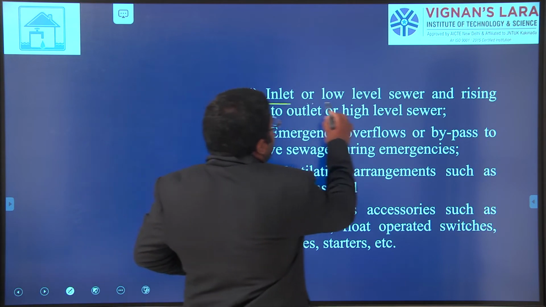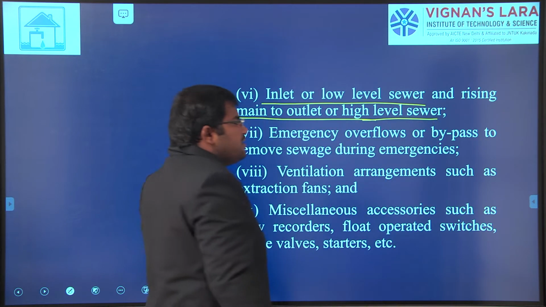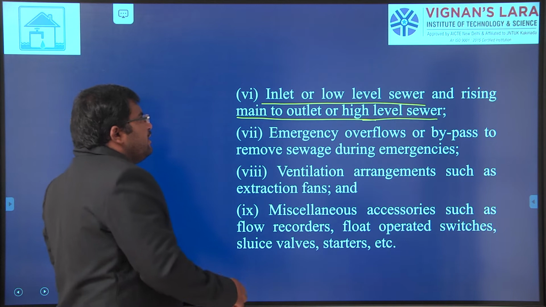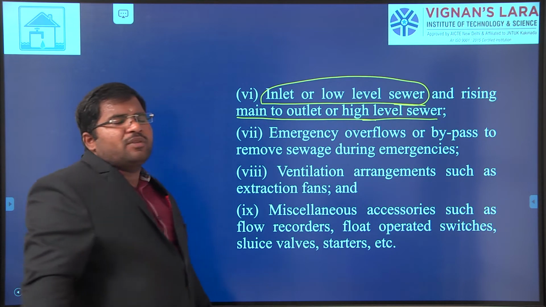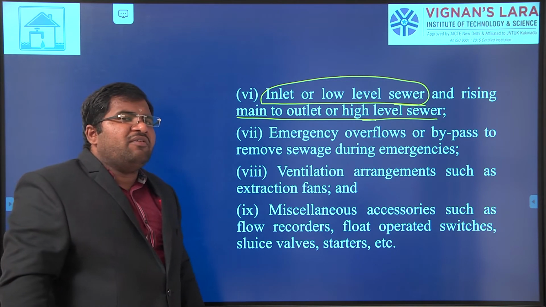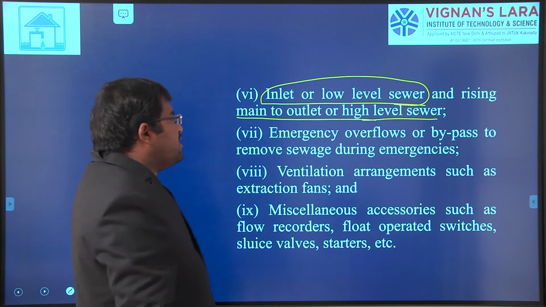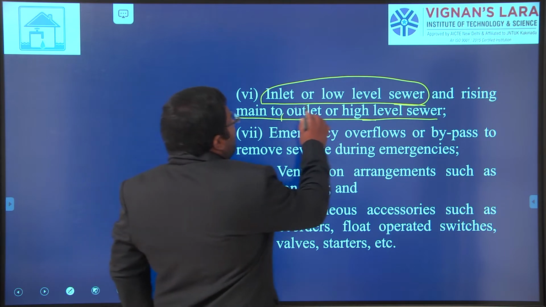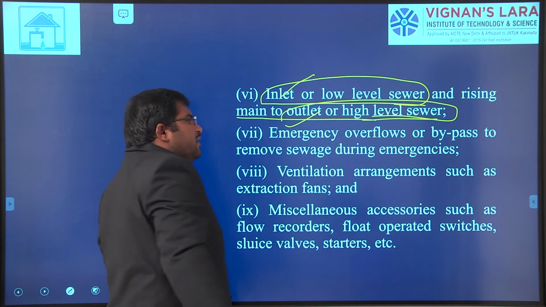Okay, so next, the inlet or low level sewer and the rising main or high level sewer, right? Through the inlet sewer only you are going to get sewage into the wet well. From the wet well, with the help of motors and pumps, we are going to discharge the water with the help of this outlet or high level sewer. This is the inlet, this is the outlet. Okay.